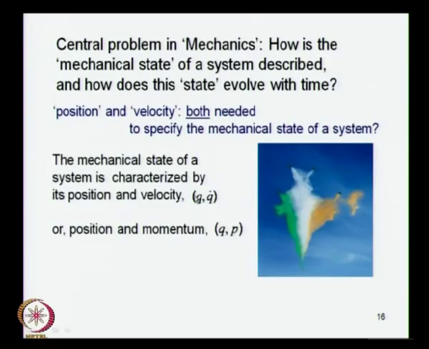I will represent the position by q and the velocity as dq by dt, which is the time derivative of q, and I will denote these time derivatives by placing a dot on q. So, q and q dot both are needed to describe the position and velocity of an object. Equivalently, you can describe the position and momentum. So, these are two alternative but equivalent descriptions of the mechanical state of a system.